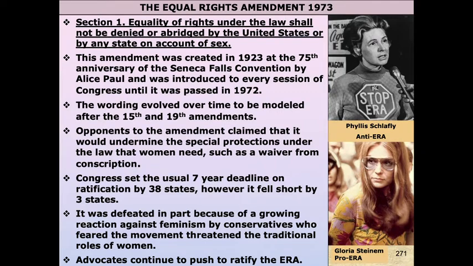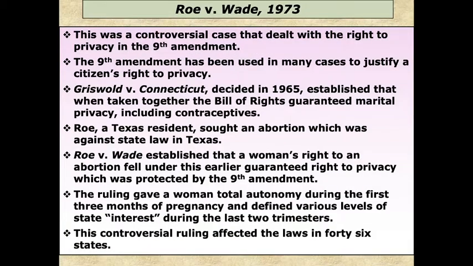All right, let's talk about controversy here. Roe versus Wade. So, it's a very controversial case because it deals with abortion. And really what they're using in this case is the 9th Amendment's right to privacy. So, cases like Griswold versus Connecticut, who established that whole right to privacy over one's body, is going to be used to help decide this case, Roe versus Wade.